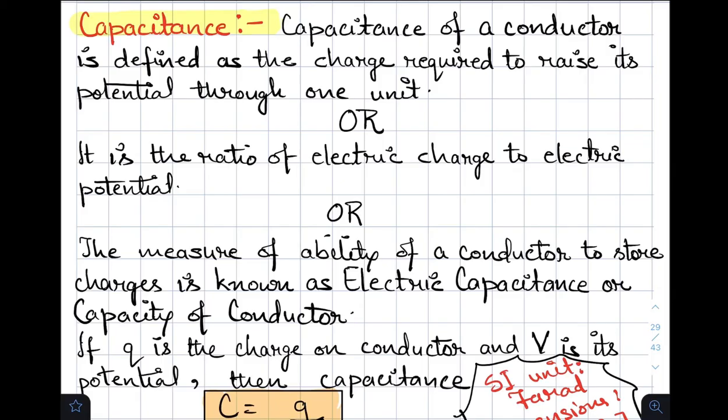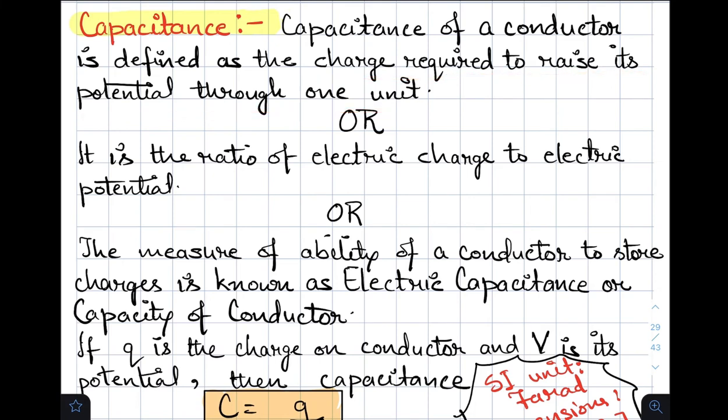Capacitance, as everyone might know, is the charge storing capacity of a conductor. We can define capacitance as the measure of the ability of a conductor to store charge, or as the ratio of electric charge to electric potential. It can also be defined as the charge required to raise the potential of a conductor through one unit.